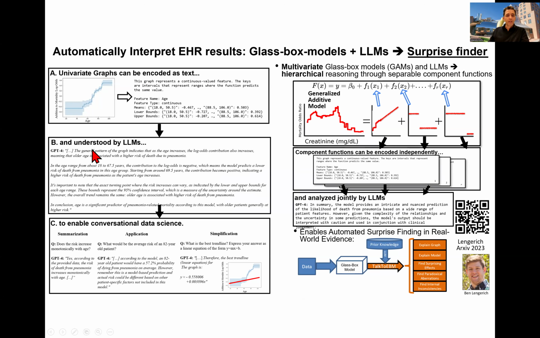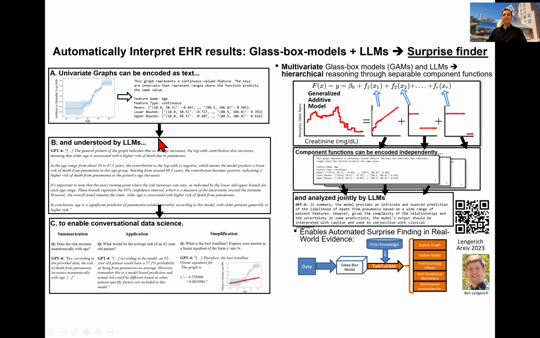So then the LLM basically says, okay, well, the general pattern of the graph indicates that as the age increases, the log odds contribution also increases, meaning that older age is associated with higher risk of death due to pneumonia. In the age range of about 18 to 67, the contribution to log odds is negative, which predicts, etc. It's important to note that the exact turning point where the risk increases can vary, as indicated by the lower and the upper bounds of each range, and so on and so forth.